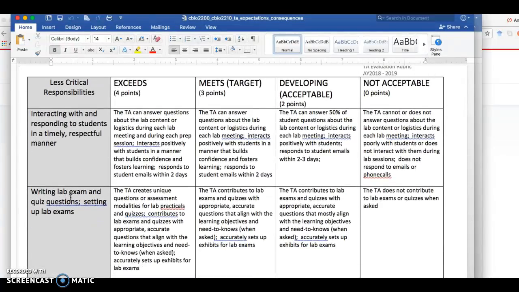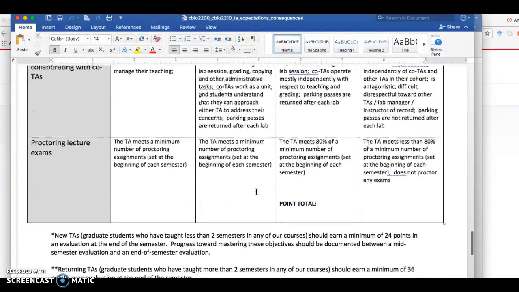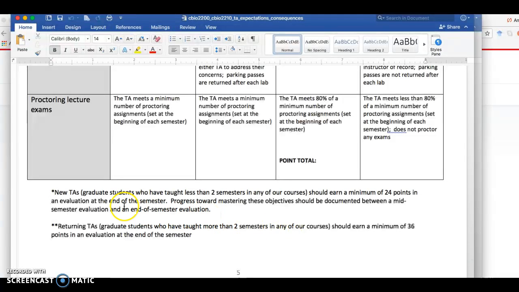We would expect then that either the lead instructor or another teaching instructor would visit your lab and do an observation and then follow up with a discussion of your performance for that particular lab. And you can see that I've assigned points for each level of performance here. And then at the end of each, I've given a place to total up the points. We expect that new TAs would be able to earn a minimum of 24 points, whereas more experienced TAs should be able to earn a minimum of 36 points.